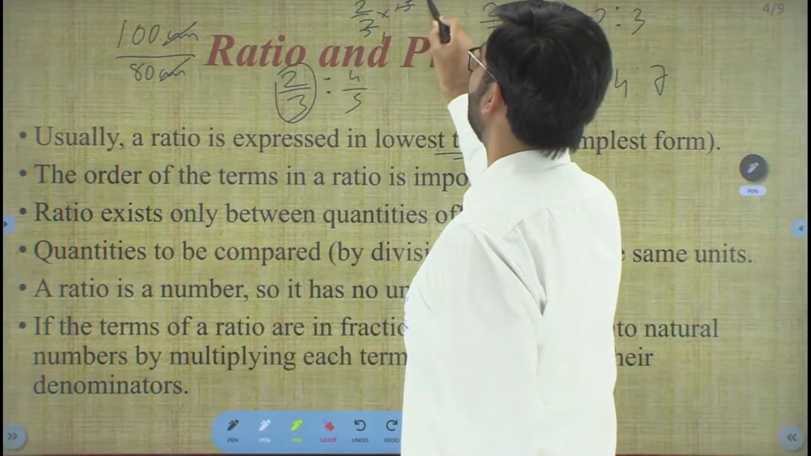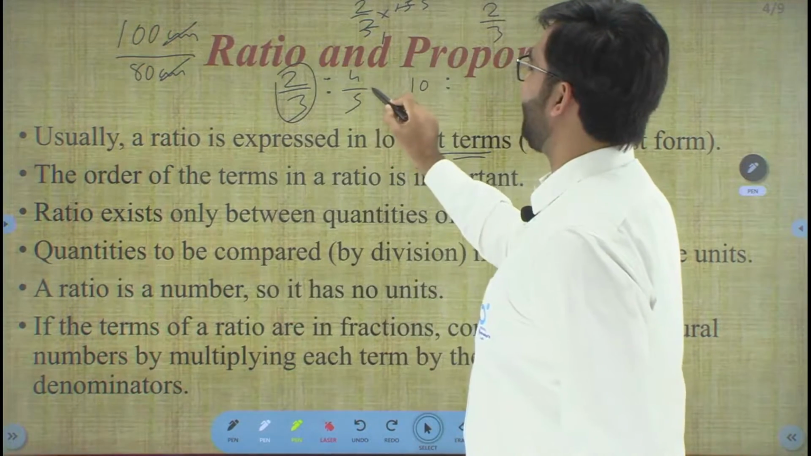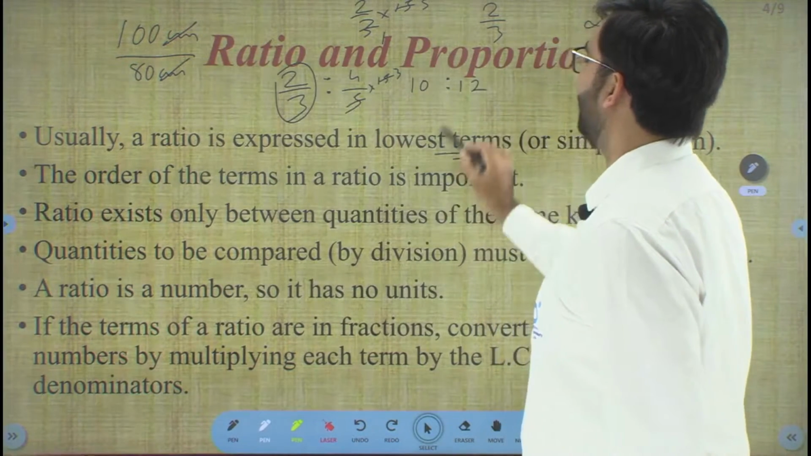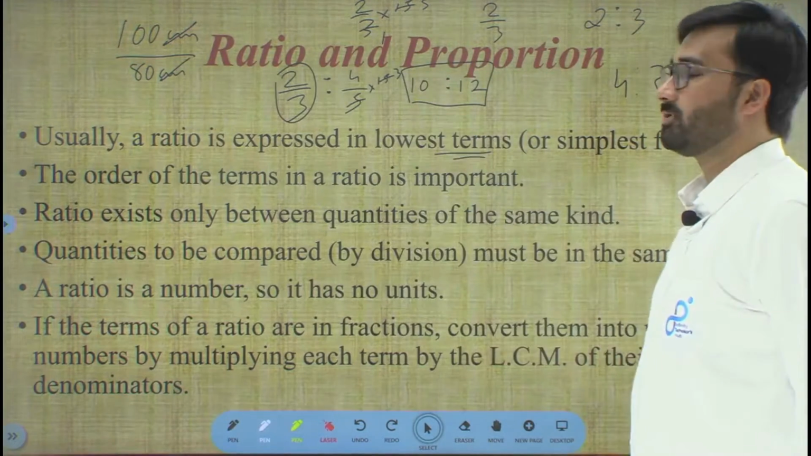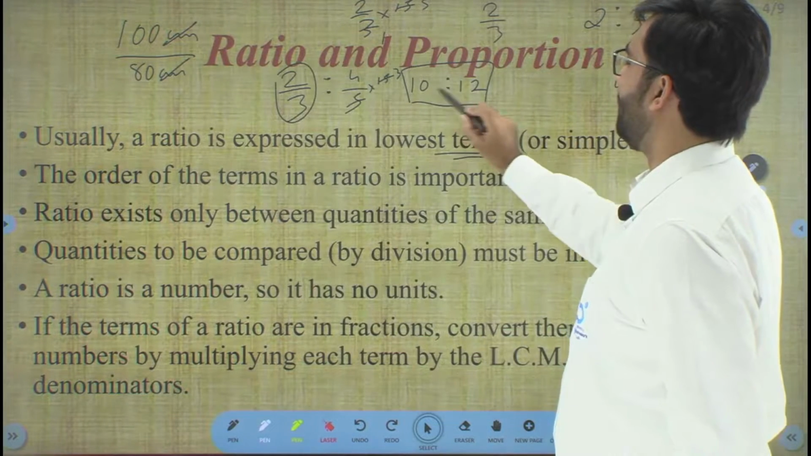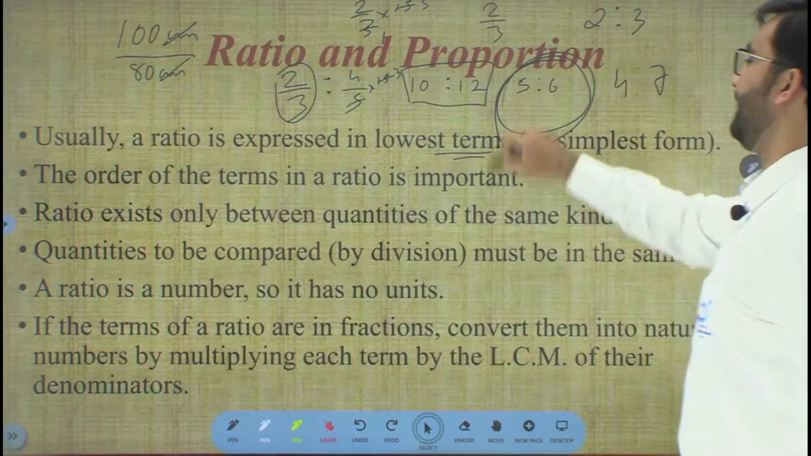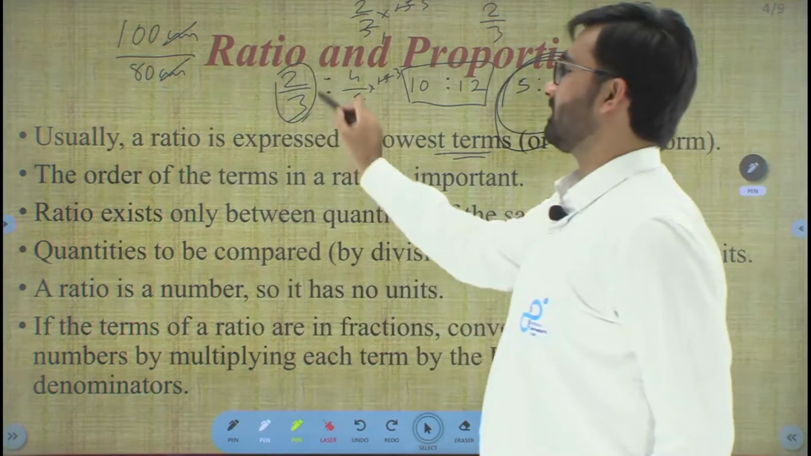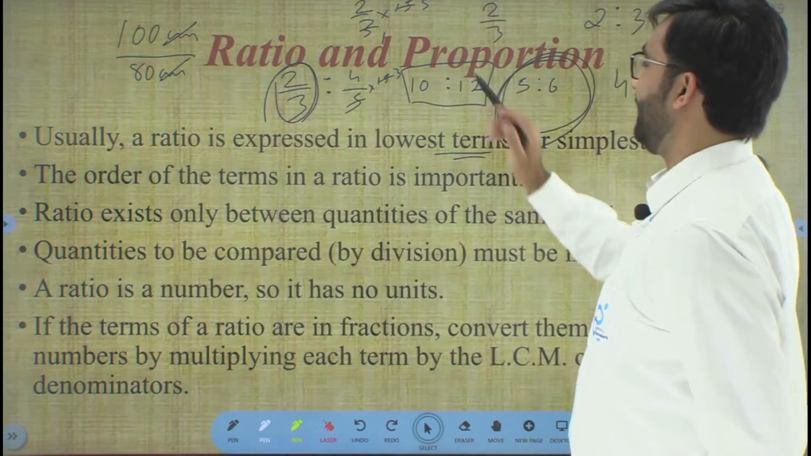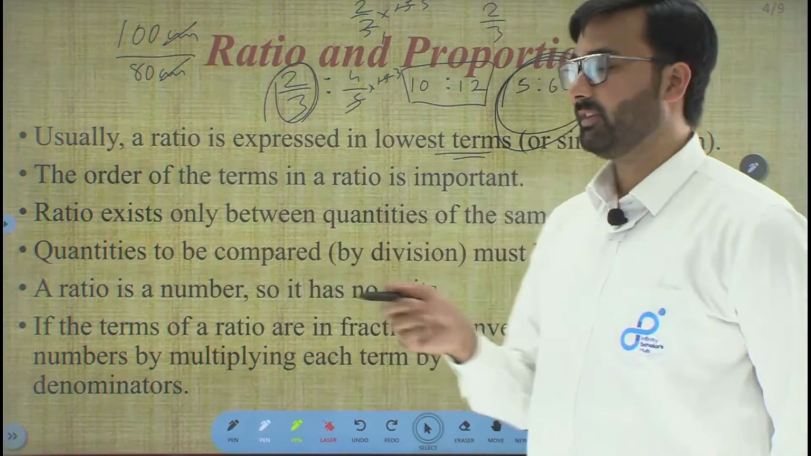3 fives are 15, so 2 fives will become 10. Is to, again, 4/5 into 15: 5 threes are 15, so it will be 12. So the ratio is 10:12. Now if you want to reduce this into lowest form, it will be 5:6. So this is the actual ratio. So whenever a fraction is given in a ratio, you can convert it into a ratio by finding the LCM of the denominators.